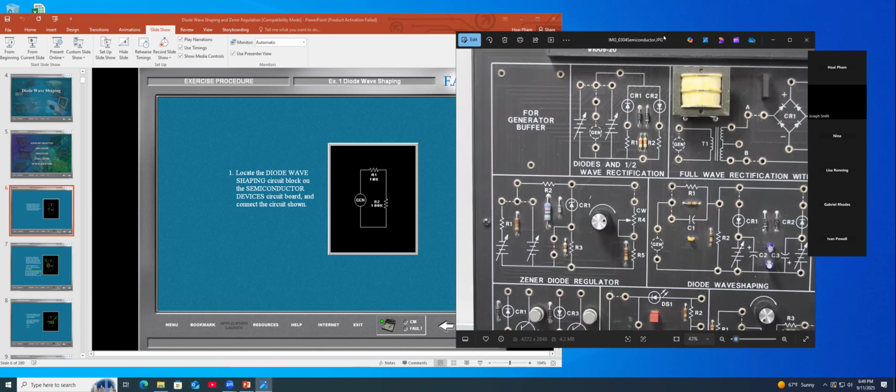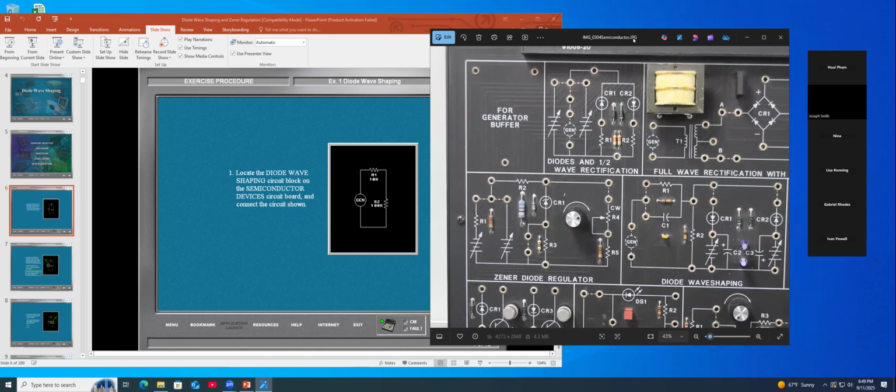If you're looking at the circuit board, tell me which circuitry we will do. Semiconductor devices. Read diode. Locate the diode wave shaping circuit block on the semiconductor circuit board. He's asking which circuit we're going to use. It's the diode wave shaping on the bottom right. Right here, right? Yeah.